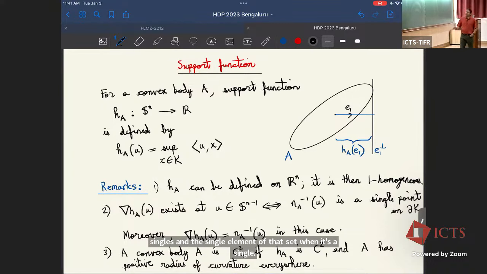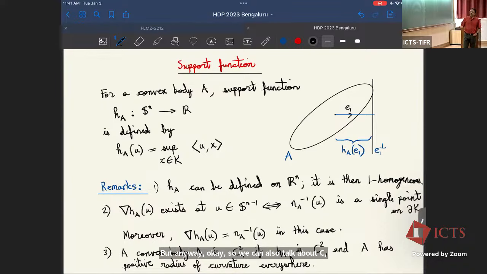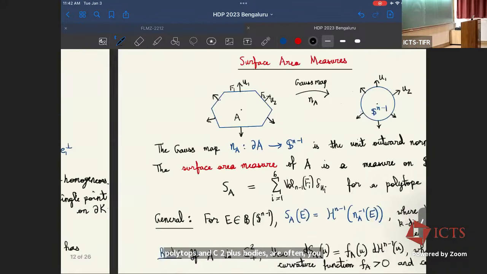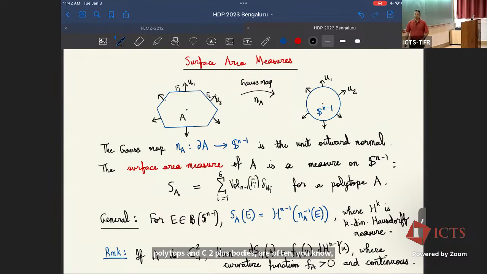We can also talk about C2+ convex bodies, which are basically convex bodies where the support function is twice continuously differentiable, and also A has a positive radius of curvature everywhere. These two classes, namely polytopes and C2+ bodies, are often considered because some arguments are easier for polytopes, some are easier for C2+ bodies, and then you can approximate all convex bodies by one or the other.